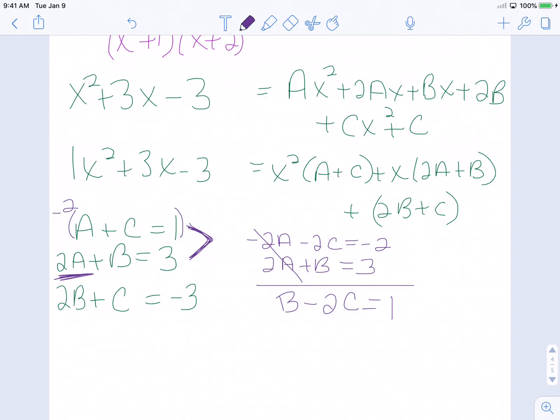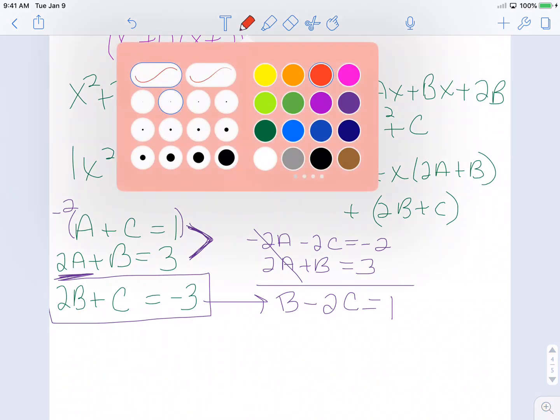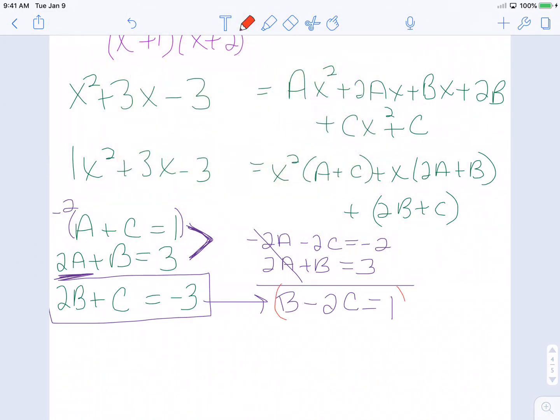And then if you look at the last equation and the new equation that we just created, you can choose to eliminate b or c there. It's up to you. Let's say we'll multiply this one by 2. So if I multiply that by, how about negative 2? We have negative 2b plus 4c equals negative 2.